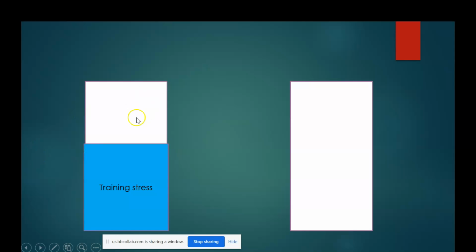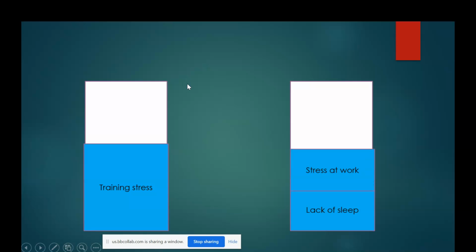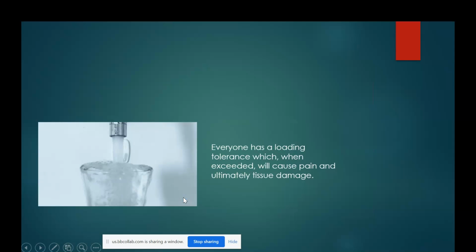So if this was on the left side, if this was someone's glass and I poured this much training stress into it, then they're going to be fine. This is not going to cause any kind of injury. It's not going to be a problem. But let's say that somebody, or maybe yourself, didn't get a lot of sleep. Let's say you had a really stressful day at work and a really stressful day at school, and you still want to try to go to the gym. Can I apply that same amount of training stress? Am I going to be able to apply that amount of training stress to that person? The answer is probably going to be no.